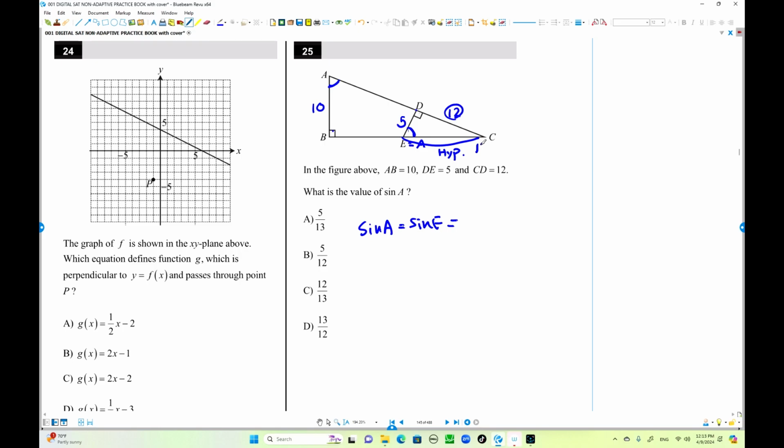5, 12, 13, right? Or you can use the Pythagorean theorem. So the answer is what? 12 over 13 is the answer, okay? So you remember 3, 4, 5 and 5, 12, 13. That is a right triangle triplet. Okay? All right. There are many.